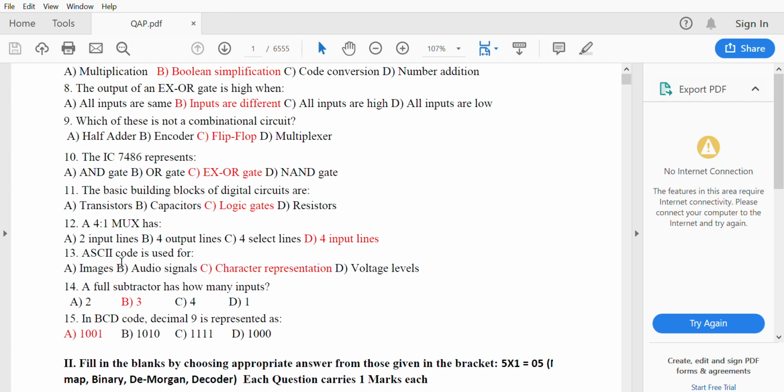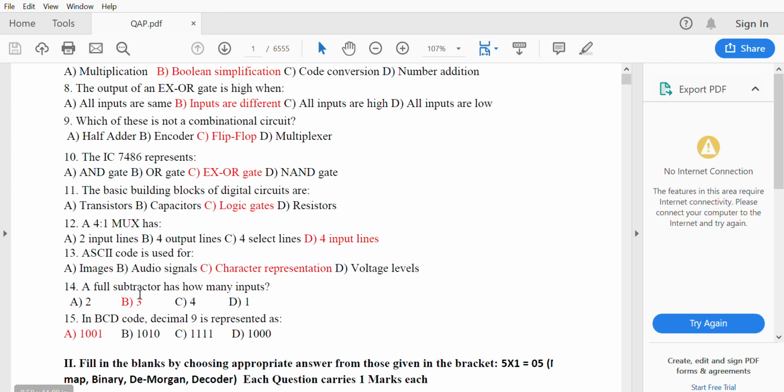ASCII code is used for what? To represent characters. In our computer, ASCII codes are used. A full subtractor has how many inputs? Full means, as in full adder and full subtractor, the inputs should be 3: A, B and C.